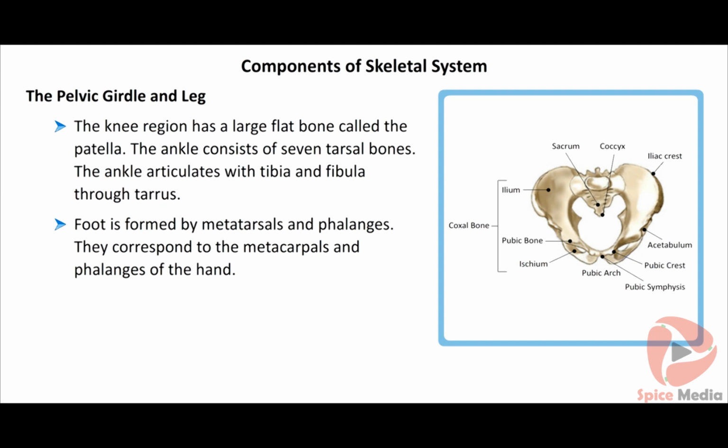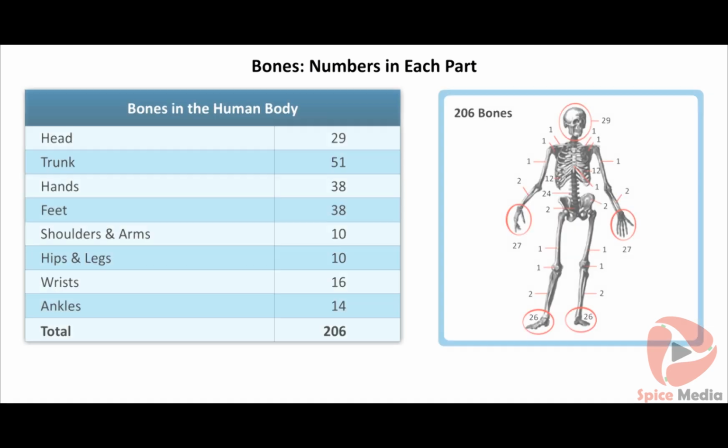The knee region has a large flat bone called the patella. The ankle consists of 7 tarsal bones. The ankle articulates with tibia and fibula through tarsals. Foot is formed by metatarsals and phalanges. They correspond to the metacarpals and phalanges of the hand.